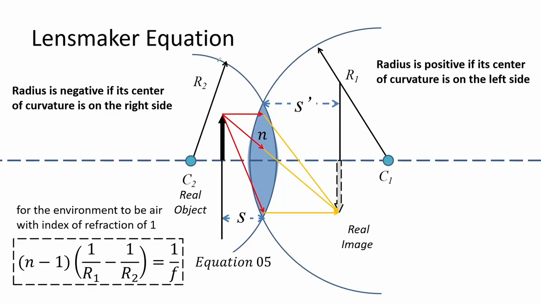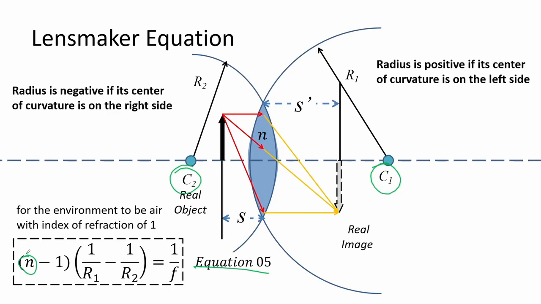Lens-maker equation is used for lenses that are not the same as thin lenses. In this case, we have a lens having two different curvatures as shown on the figure. So the lens would appear asymmetric. To calculate the property of such a lens, we use the lens-maker equation as shown by equation 5. The lens-maker equation incorporates the index of refraction of the lens. Note that this equation is for the environment to be air with index of refraction of 1.